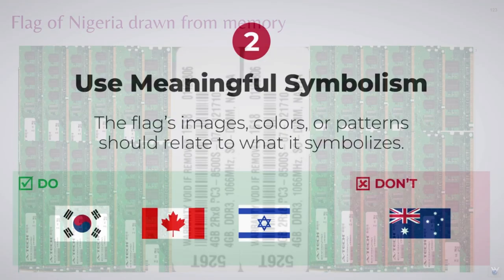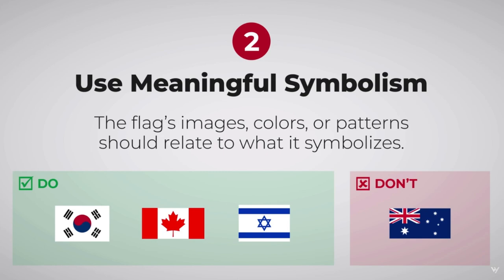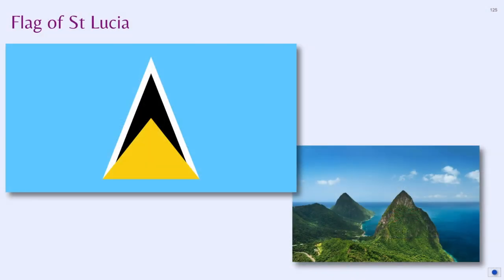Use meaningful symbolism. The flag's images, colours or patterns should relate to what it symbolises. Many flags manage to evoke the very land they represent. I like the flag of St. Lucia, which echoes the volcanic peaks or pitons on the island. Rona got me onto that one.